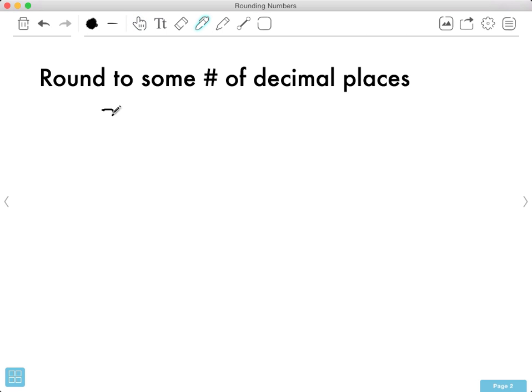Let's pick the pen. 3.258619 is sitting on your calculator, and your teacher tells you to round to 2 decimal places. What they mean by that is they want to see 2 numbers past the decimal point once the number is rounded off. So they want to see 3 point number.